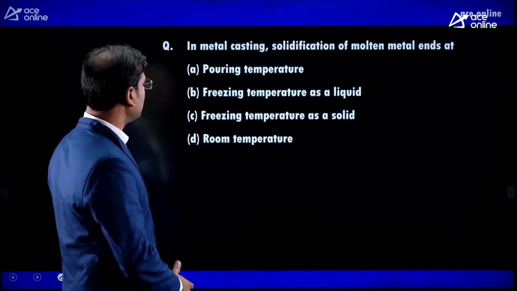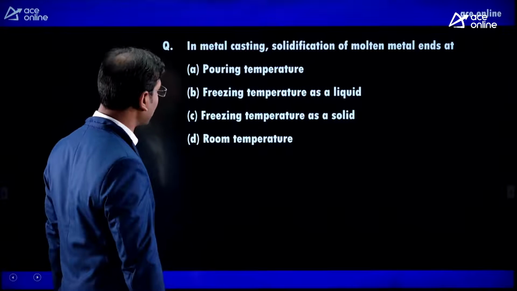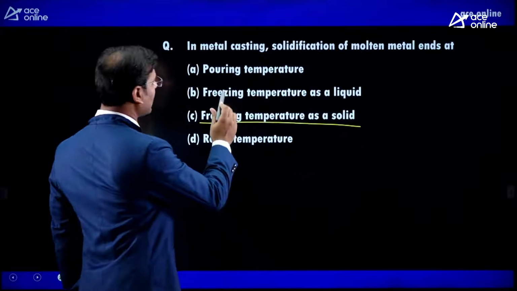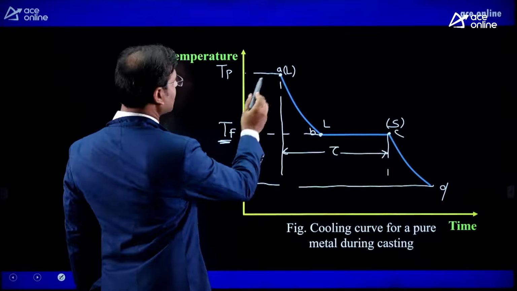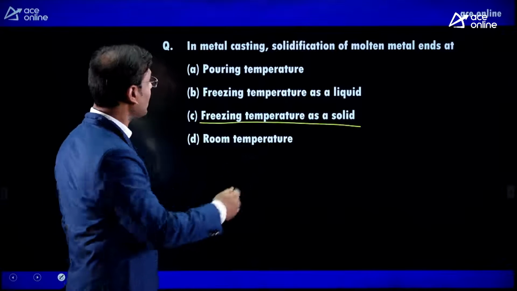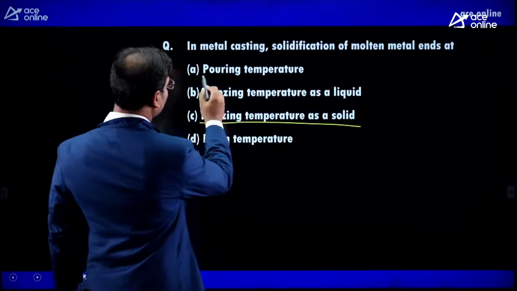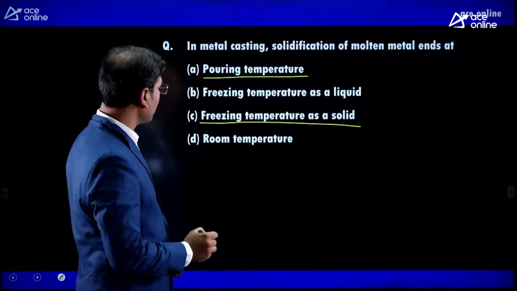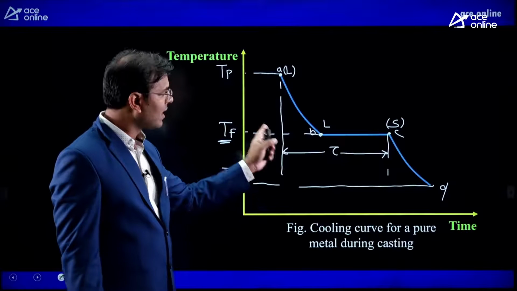The question: in metal casting, the solidification of molten metal ends at freezing temperature as a solid. What is the pouring temperature? This temperature is the pouring temperature, and at the pouring temperature the solidification starts. If they ask in metal casting the solidification of molten metal starts at, then we can give the answer pouring temperature.